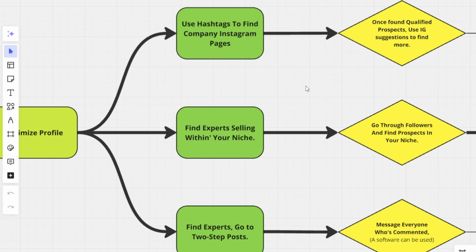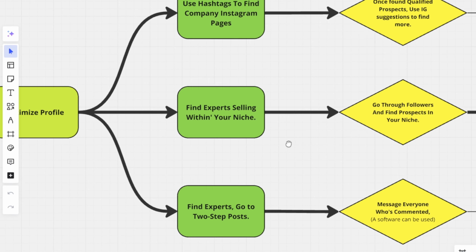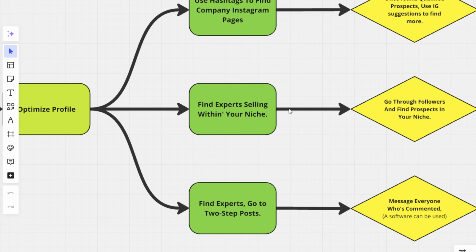The other thing that you need to do is find experts selling within your niche. Let's say, for example, you have an agency or something of the sort, and you're willing to sell to coaches or to different agency owners. Go to the experts' pages that are selling, whether they're coaches or agencies. Go through their followers and find prospects in your niche. Essentially, you go to the experts' pages, you open up their followers tab, and you look for the people that look like they're interested in the offer. You go ahead and reach out to them, message them.